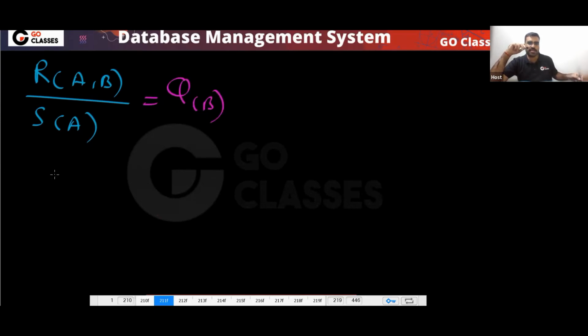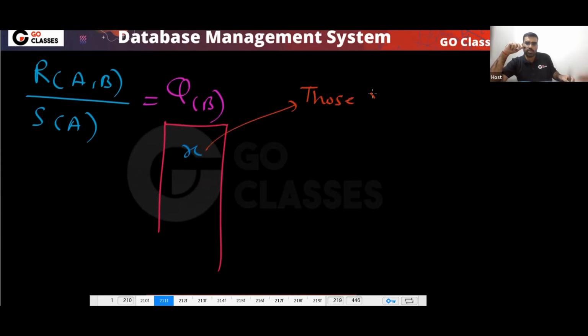So here I can say in this result you will have those values of b. Remember here what you will have. Here you will have those values of b. Those values of this b, this b, those values of b you will take.